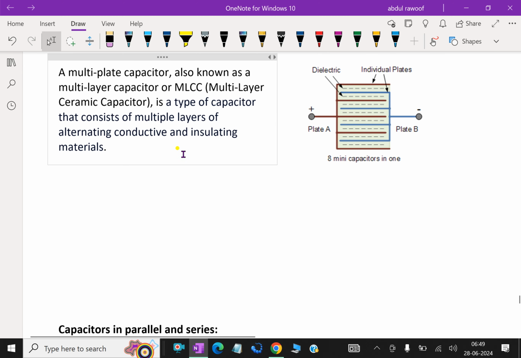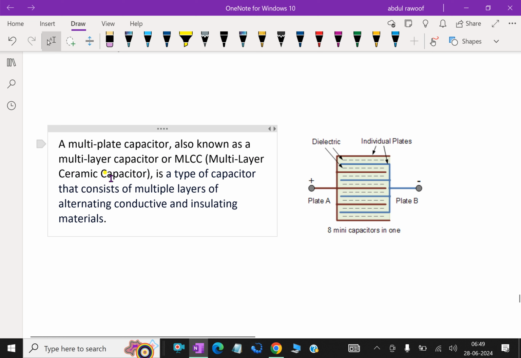A multi-plate capacitor, also known as a multi-layer capacitor, for example the multi-layer ceramic capacitor (MLCC), is a type of capacitor that consists of multiple layers of alternating conductive and insulating materials, like here.